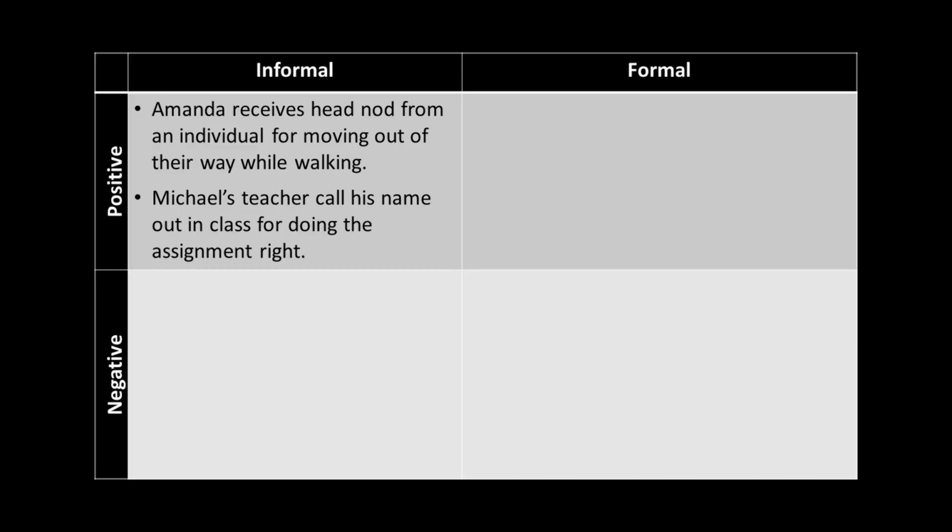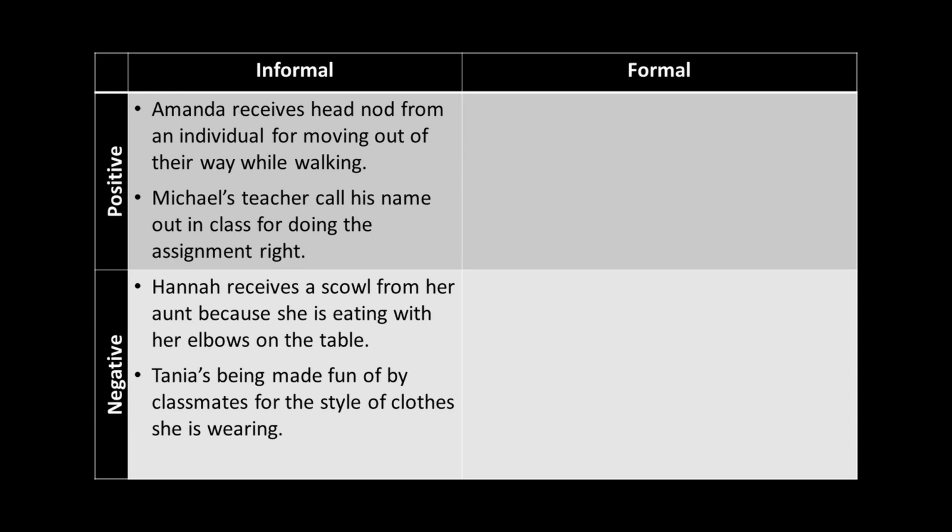A positive informal sanction would be Amanda receiving a head nod from an individual for moving out of their way while walking, or Michael's teacher calling his name out in class for doing the assignment right. A negative informal sanction would be Hannah receiving a scowl from her aunt for eating with her elbows on the table, or Tanya being made fun of by her classmates because of her choice of clothing style.